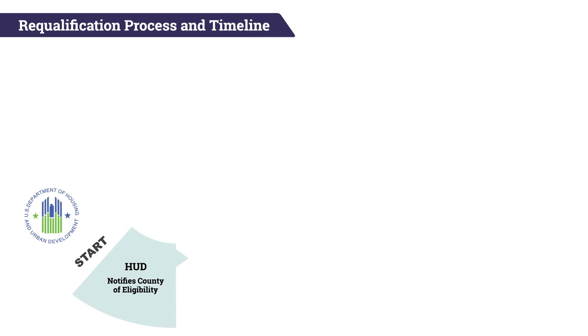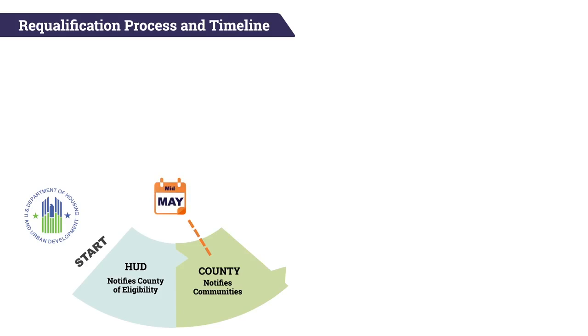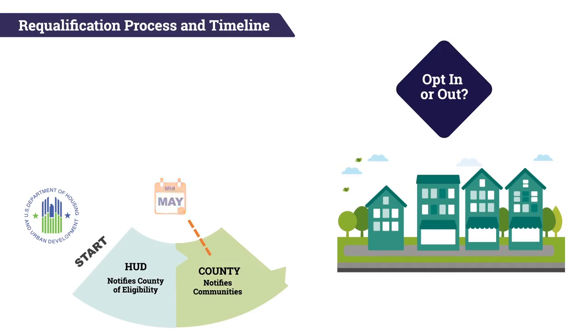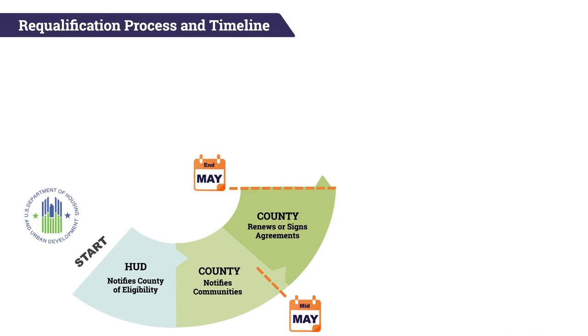Immediately after HUD notifies the county that they are eligible, the county must inform communities of their rights to be included or excluded by mid-May. This means contacting split places, metropolitan cities, and participating communities that opt in to the urban county, and non-participating communities that opt out. By the end of May, counties that have executed cooperation agreements with communities that do not have an end date must notify them that the agreement automatically will be renewed unless they notify the county in writing that they wish to terminate the agreement.